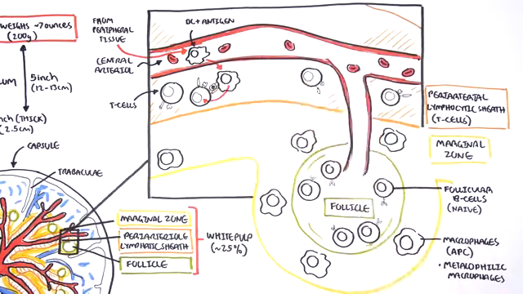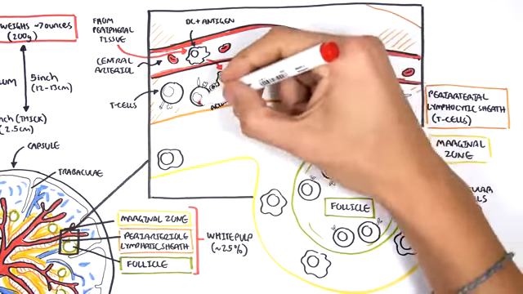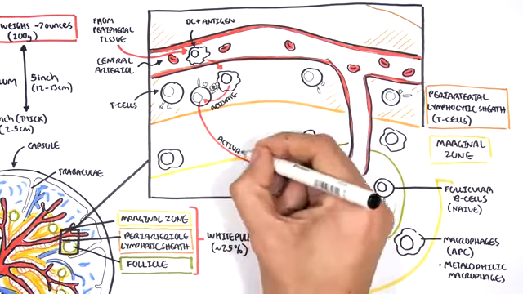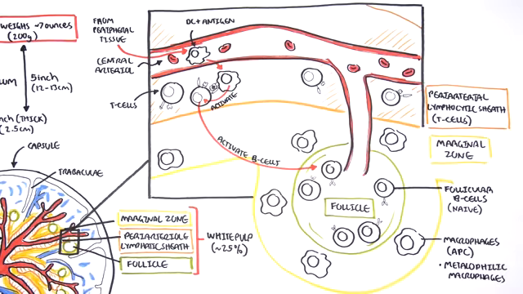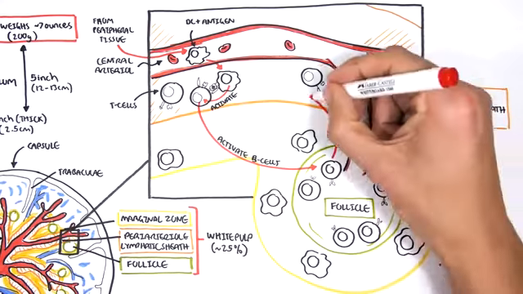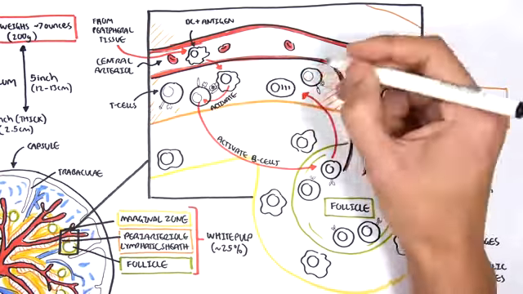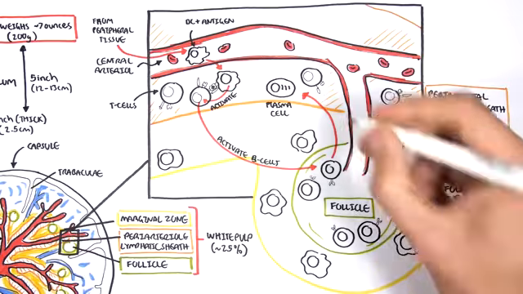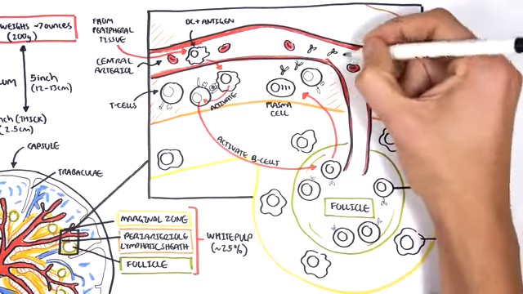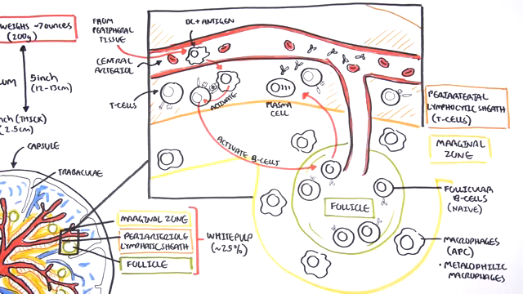The presentation of the antigen to the T cells will activate the T cells. When the T cell is activated, it will then activate the B cells in the follicle. The activated B cell can then become what's known as a plasma cell, either in the red pulp or in the white pulp. The plasma cells are cells which actually produce antibodies.